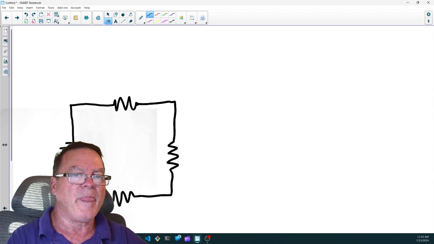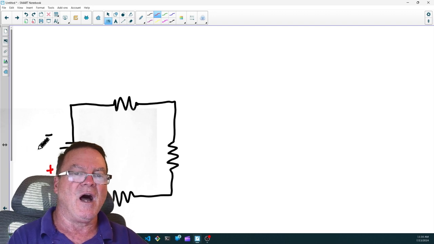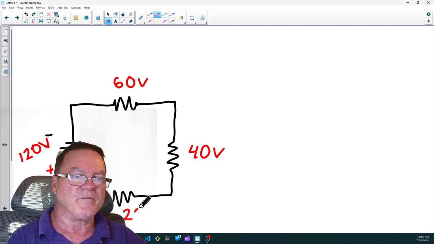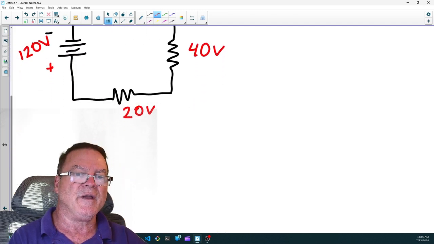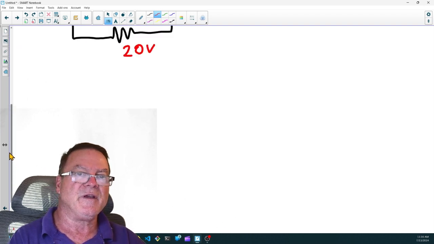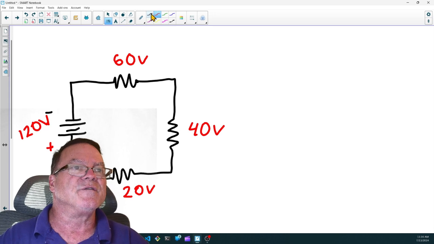Here, okay. And what I want to do is assign voltages to this. I'm going to call this 120 volts. I'm going to call this 60 volts and 40 volts and 20 volts. Now, I'm going to go ahead and extend my page because I'm pretty sure I'm going to need it. So let me just extend it now and then we'll come back up. Well, here's what Kirchhoff said.